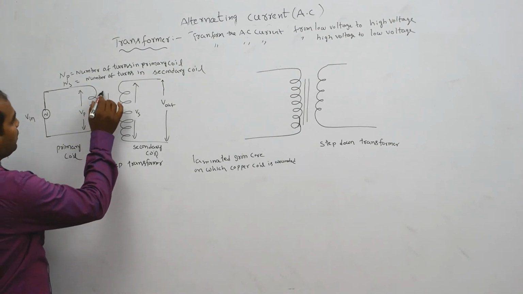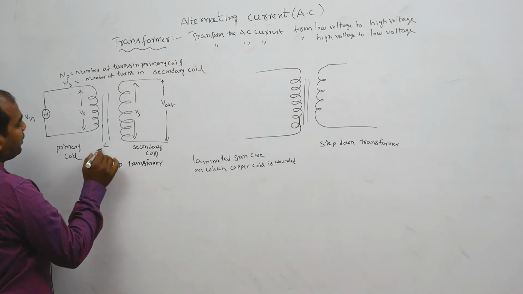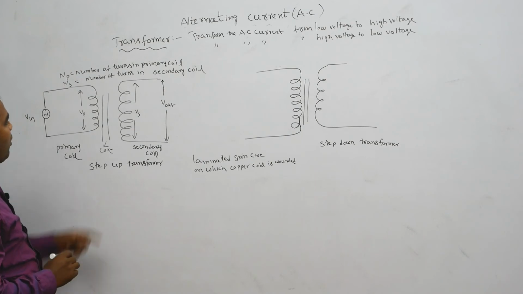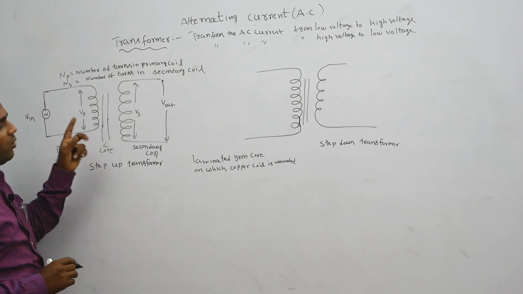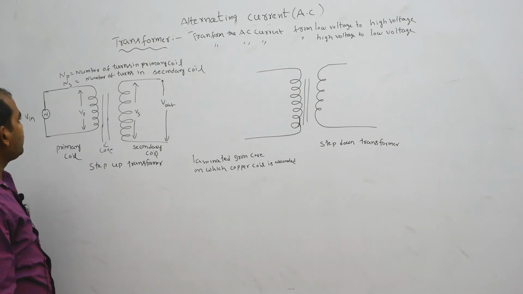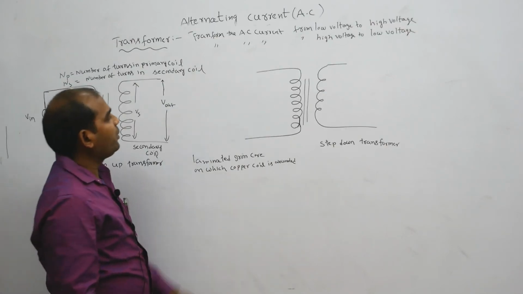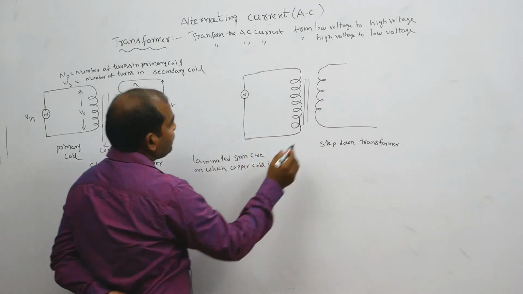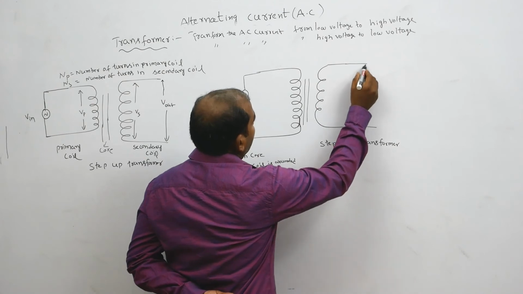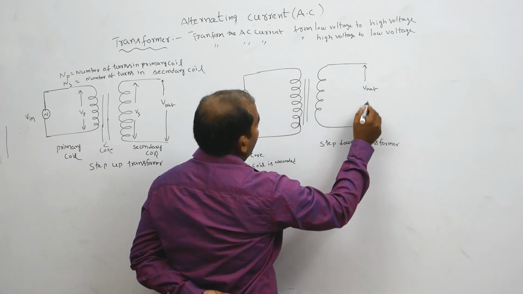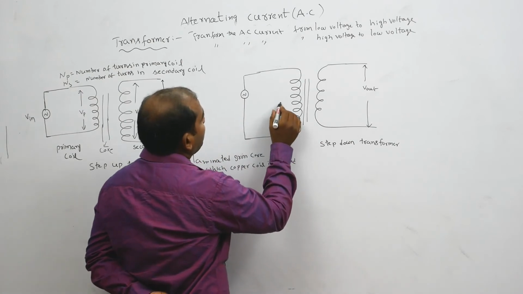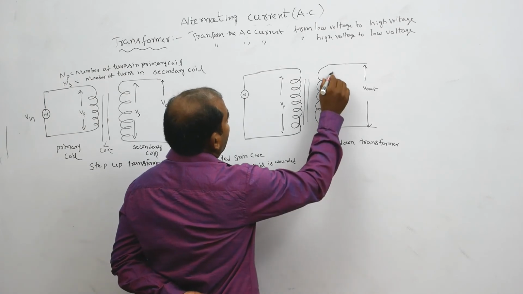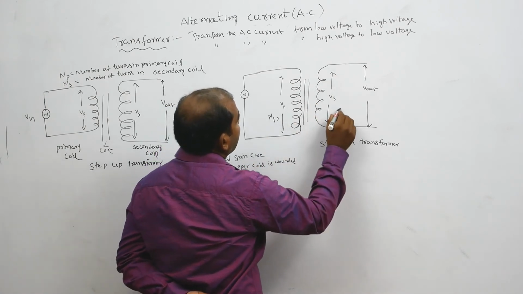Here, this part is called the core, the laminated iron core. It is represented as a laminated core, over which the coils are indicated, the primary coil and the secondary coil. The AC source is given to the primary, and the output current is drawn from the secondary. The voltage is Vp here and Vs here. The number of turns is Np here and Ns here.